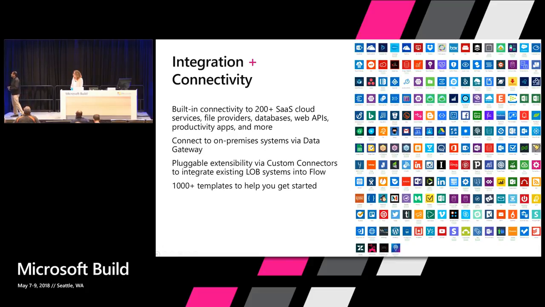You can also use a custom connector to integrate to your existing line of business APIs, be it on-prem or on the cloud. To help you get started, we have thousands of templates for each of our services. The idea behind a template is that it's ready to go. You just come in, give your credentials, tell us which folder to listen to, tell us which account to use, and boom, your flow is ready to go.